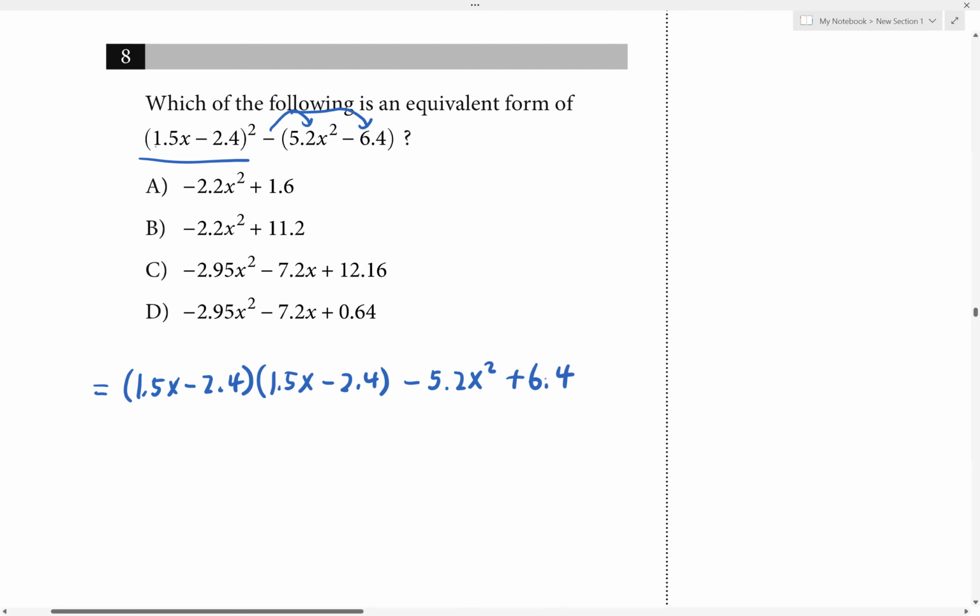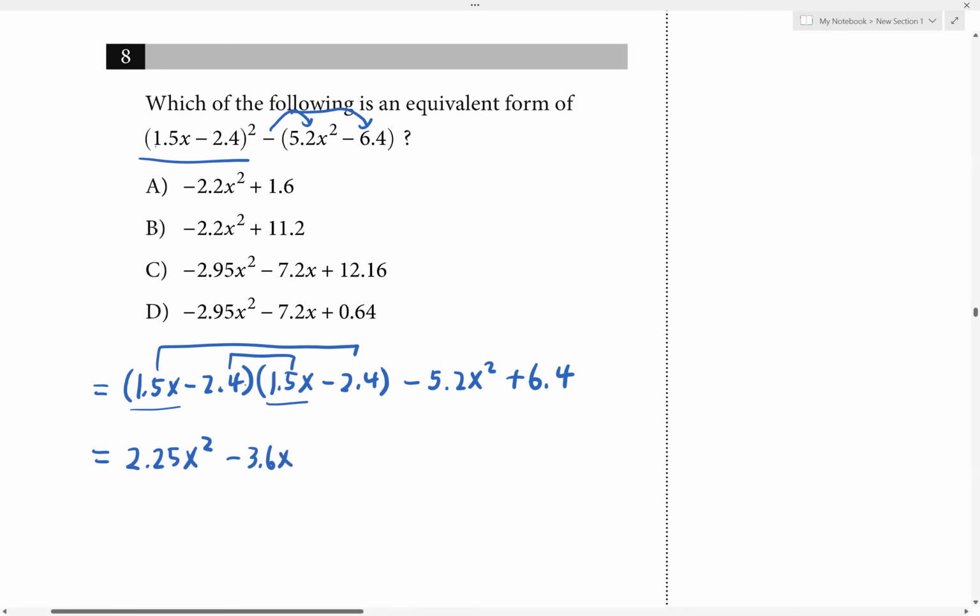All right. So if you distribute and do FOIL here, it will be the first term times the first term, 1.5x times 1.5x. Here we can use our calculator. 1.5 times 1.5 is 2.25x squared. And the outside is 1.5 times negative 2.4, and that's negative 3.6x.